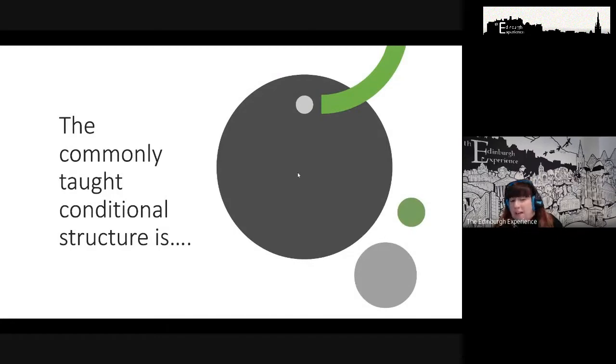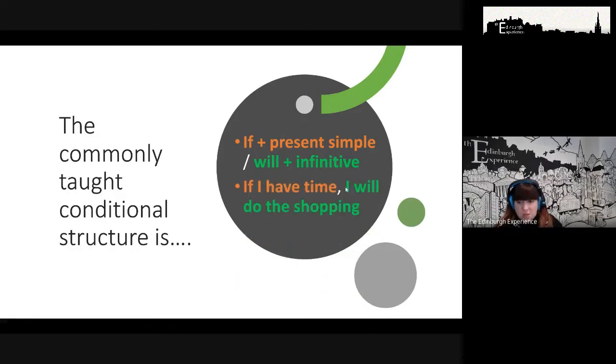If I use the commonly taught conditional structure, which if I ask you how you form a conditional is probably what you'll tell me, we would probably use if with the present simple to talk about the situation, and will plus an infinitive to talk about the consequence. Does that look familiar to you? It's probably what you've seen in a million English textbooks. So if I have time, my situation, I'll do the shopping, the consequence. This is a very likely and possible thing that's going to happen now or in the future.